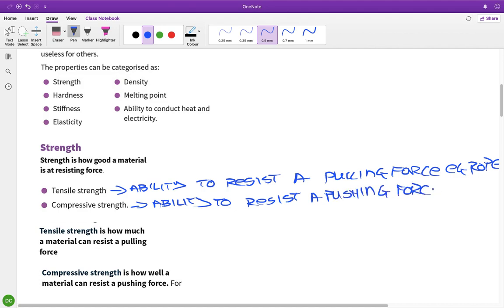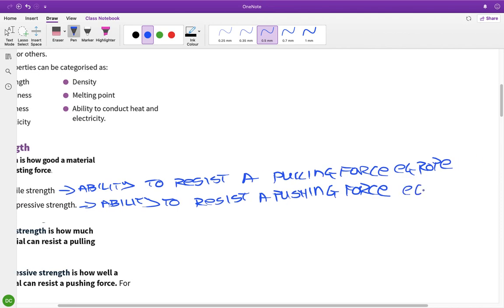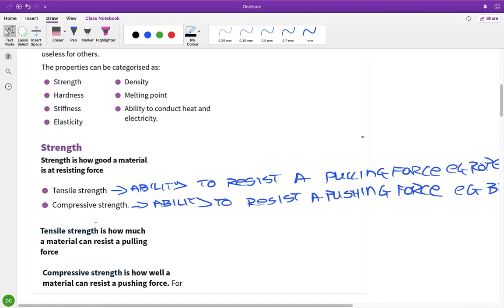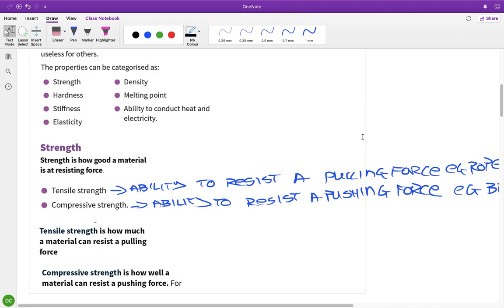So an example, the one I always give anyway, is bricks, like in building a house. When you're building a house, obviously you put up a layer of bricks and then another layer of bricks and then another layer of bricks and so on. And that's going to continue for most of our houses for two stories.